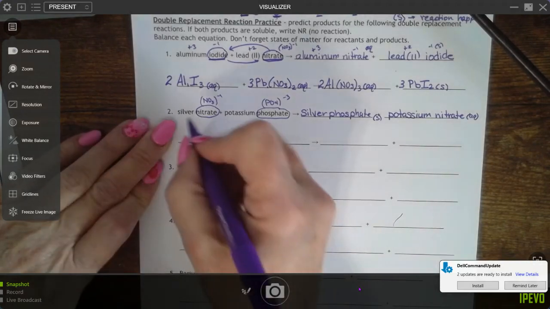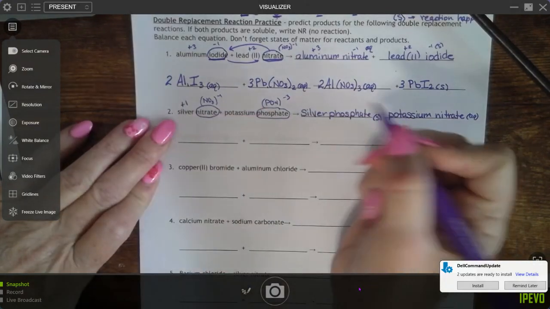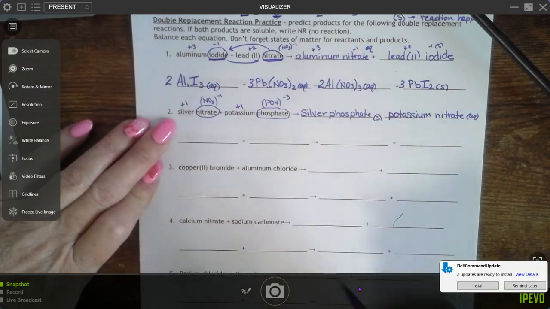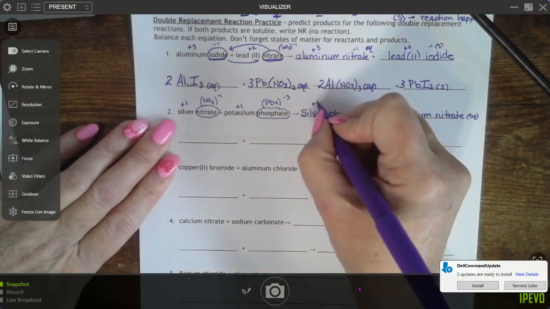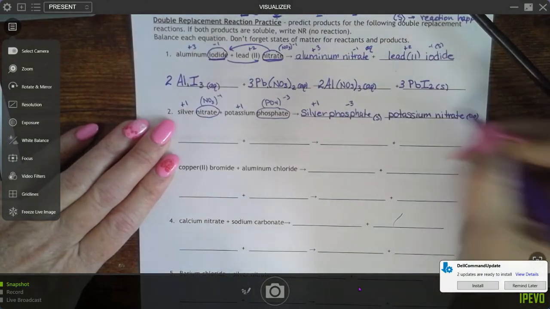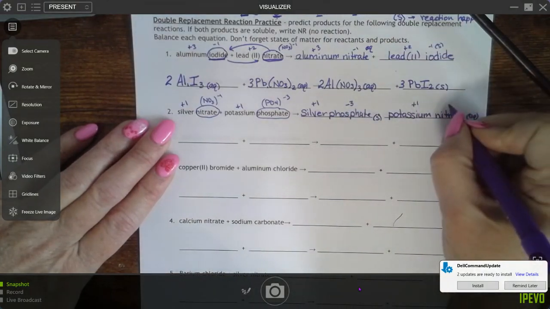Okay, remember silver is always +1. Potassium is +1. We said phosphate's -3. So silver's +1, phosphate's -3, potassium's +1, nitrate's -1.